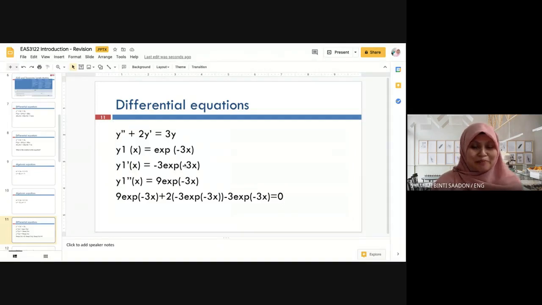And there should be another one, but we will see. Another one, what is the solution? Another solution to this differential equation.